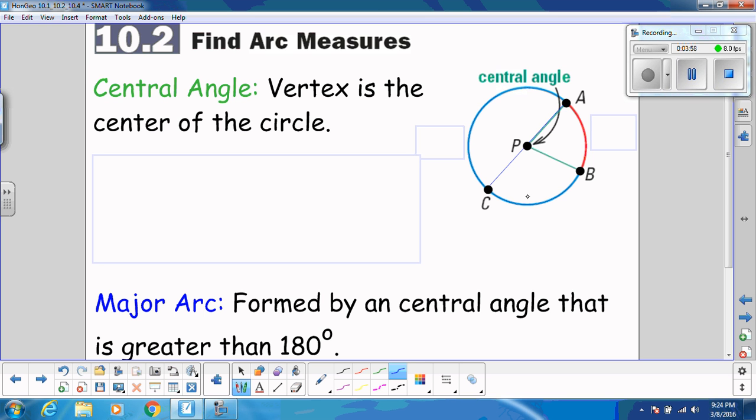What I need you to know about central angles is that they have degree measures that we're very familiar with. We know that there's 360 degrees in a circle. So let's say this angle right here is about 100 degrees. That central angle is going to have the same degree measure as the arc. So let's talk about what is an arc.